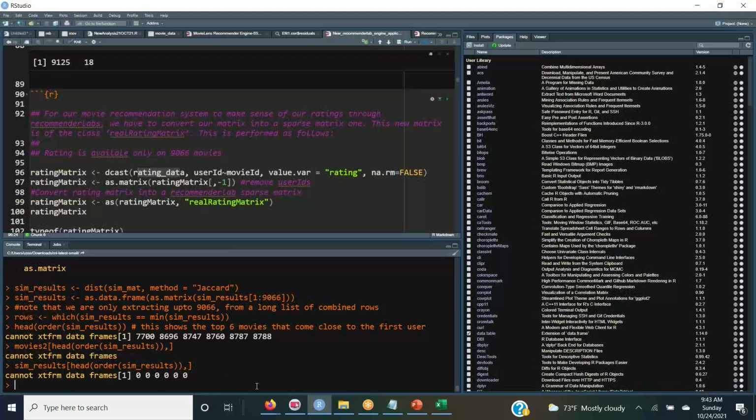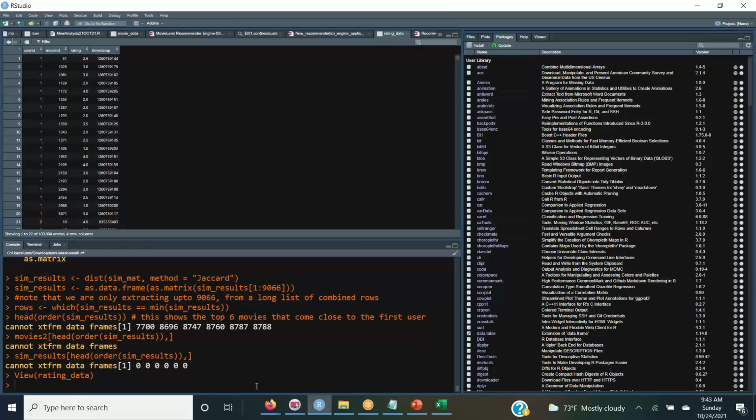If I look at the user data, let's look at the user data, right? View, shows, rating data, sorry. So this is what your rating data is. Are you able to see this one, everybody? Yes, sir. And how many lines of ratings are given by the first user?